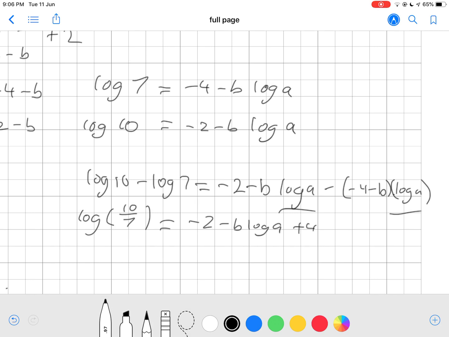Minus 4, that becomes plus 4. Negative b, that becomes plus b log a. So therefore, we'll keep that as 10 divided by 7, that equals negative 2 plus 4, that's 2. Negative b plus b, gone. Just like that, just gone. And then we have 2 log a, okay?